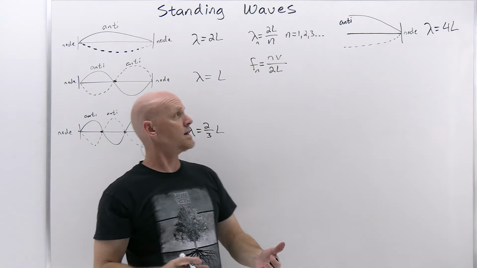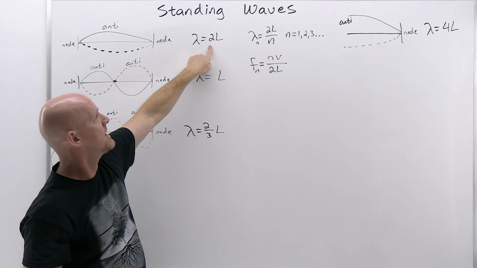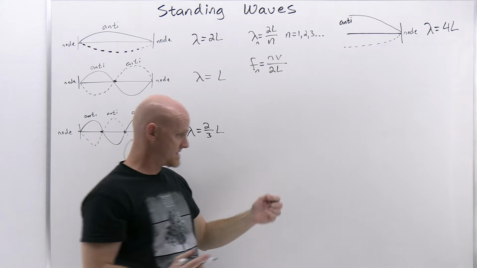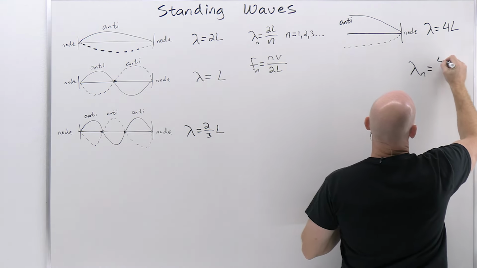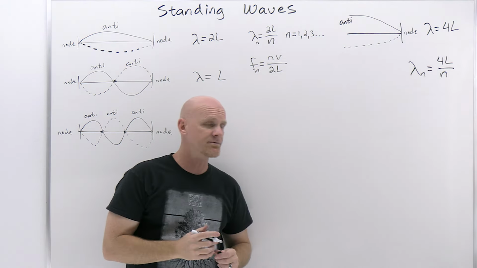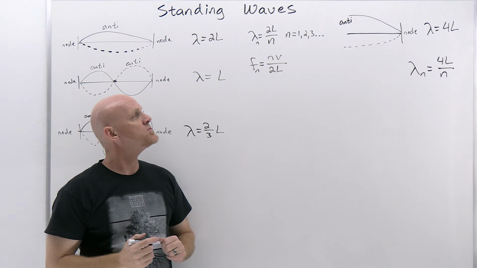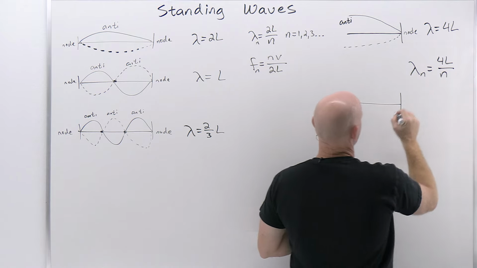Cool, and you might be like, well, hey, we just kind of took that, for the fundamental here, that longest wavelength, and we just said divide it by n and life is good. And that's pretty much what we're going to do, almost. So lambda n here is going to equal 4L over n, and then we can derive the corresponding formula for the frequency. But we run into a problem when we try to draw the next standing wave.